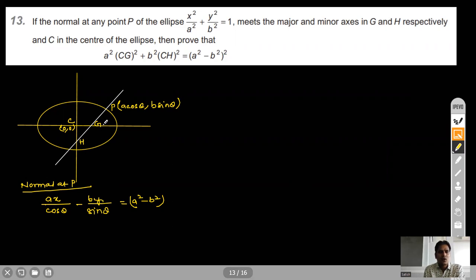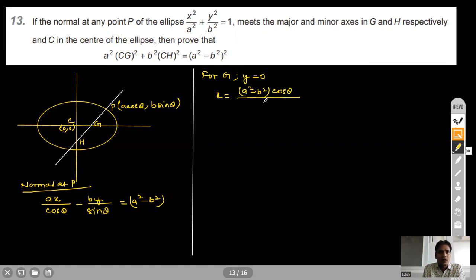Now, for having the coordinates of G, I have to put y equal to 0 in equation 1. So what I will get is the value of x, and x will be equal to A square minus B square into cos theta upon A, right? And similarly, for having the coordinate of this H, I will put x equal to 0. And from there, I will have the y coordinate of H as, with x equal to 0, B square minus A square into sine theta, and whole divided by B.